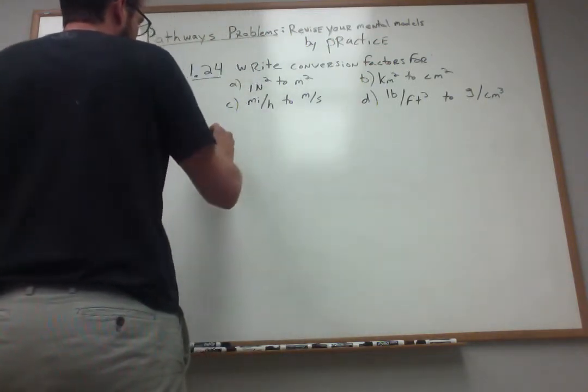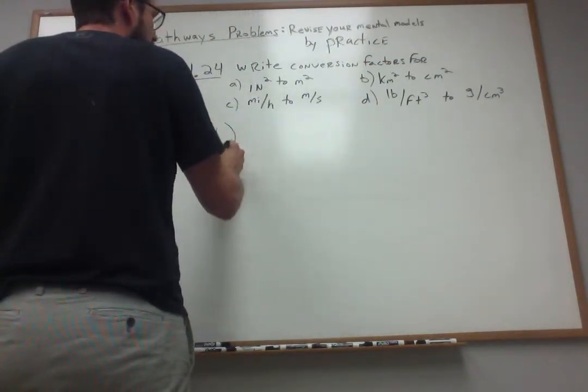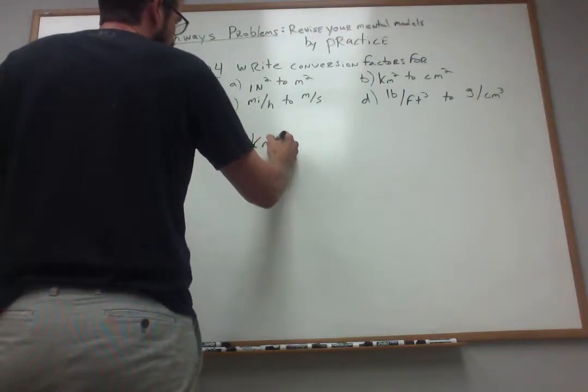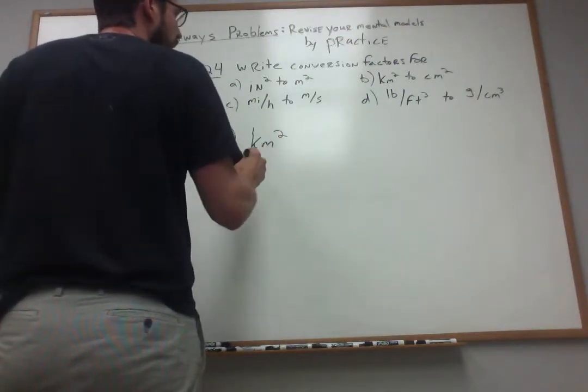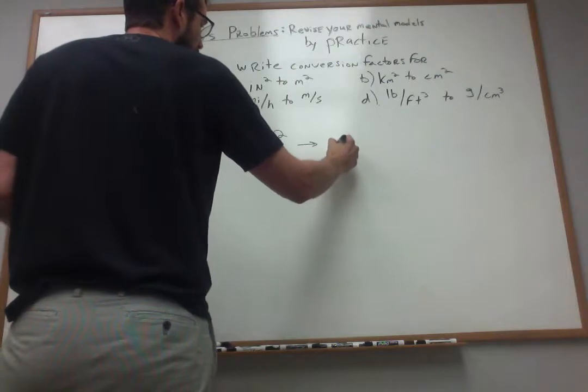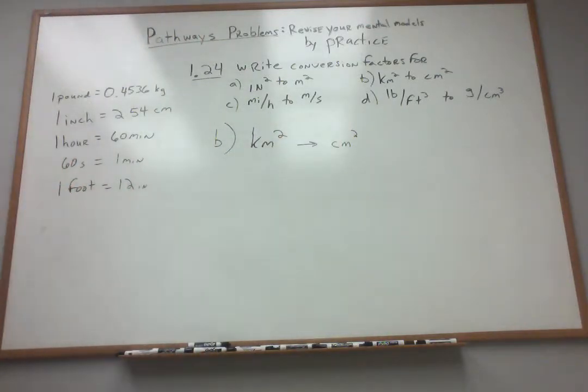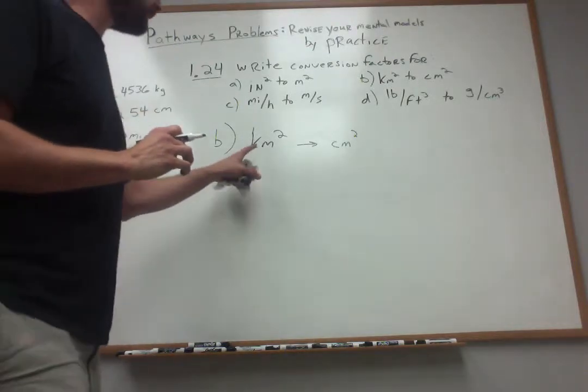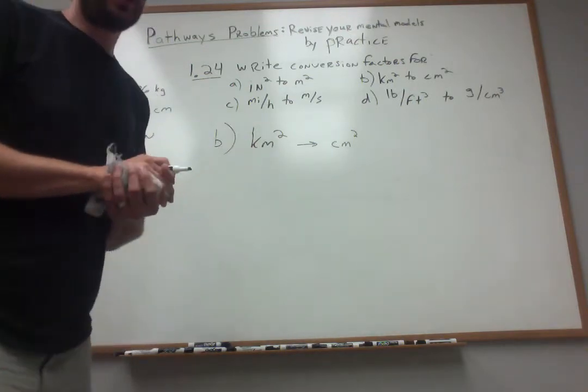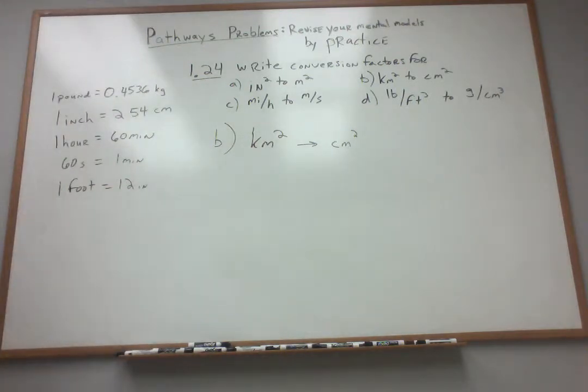Let's talk part B now. Part B, we want to go from kilometers squared to centimeters squared. Here we have meters as our base units. That's the first thing I mentioned. So we're in the metric system, same base unit, but we have different prefixes. We have kilo and centi, right?